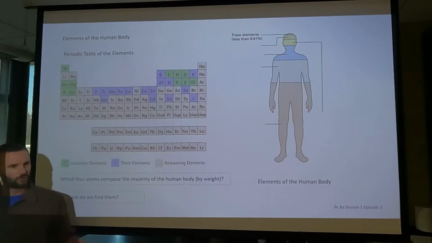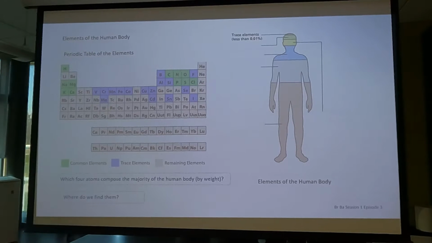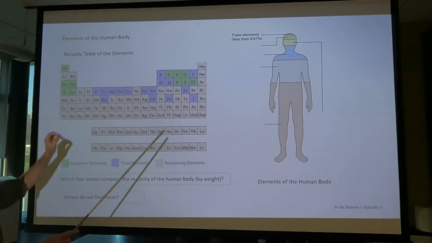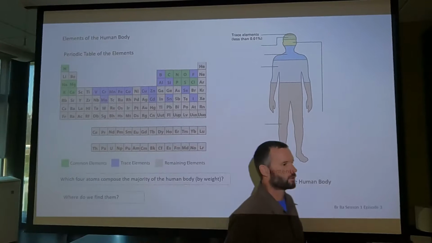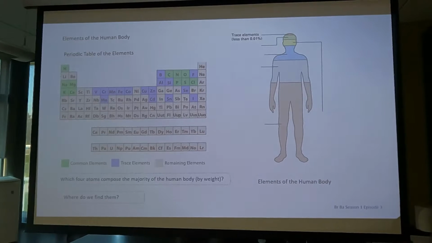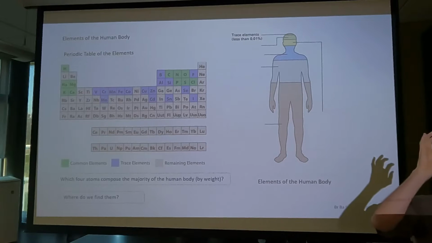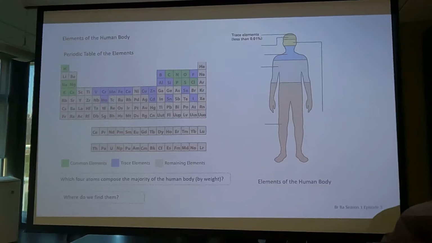So what I'd like you all to do is get back into your little groups again, and out of all of these elements here, I want you to pick out the 4 elements that you think compose the majority of the human body. And that's by weight. Not by number of atoms of each element, but according to weight, which elements compose the majority of the human body. So pick out 4, and then when you're done with that, order them from what you think is the most weight to the least weight. All right, give that a shot for a second.